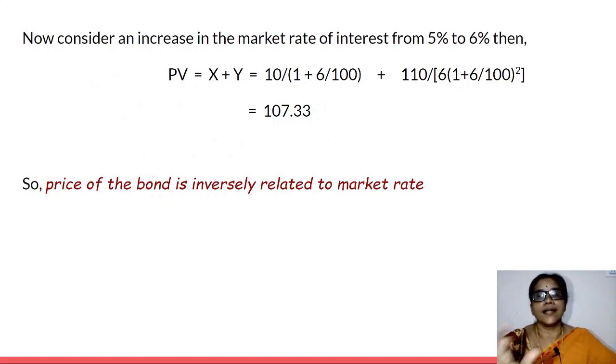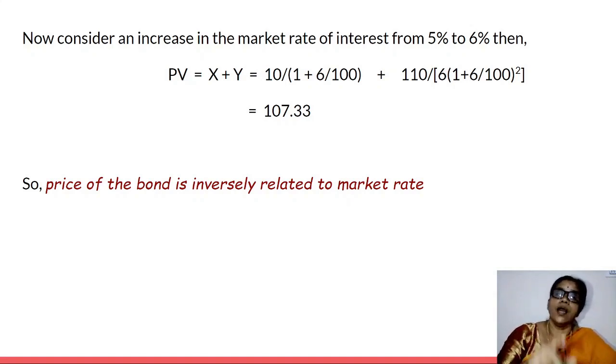Now let us consider an increase in the market rate of interest from 5% to 6%. Okay, there is a very little rise in the interest rate, that is a 1% increase. Now PV is equal to X plus Y. What is PV? It is the present value. So here PV is equal to X plus Y, and after making the calculation we get a figure of 107.33, that is also an approximate figure.